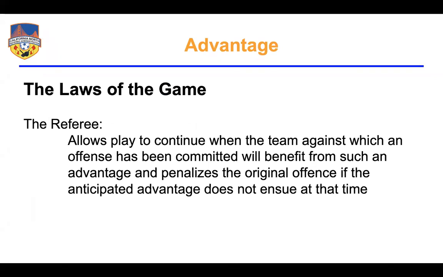So first, just a direct quote from the laws of the game. The referee may allow play to continue when the team against which an offense has been committed will benefit from such an advantage and penalizes the original offense if that anticipated advantage does not ensue at the time. So that's a direct quote from the laws of the game, basically giving the referee the ability to decide not to call a foul if the team that would have been awarded the free kick would benefit from allowing play to continue.